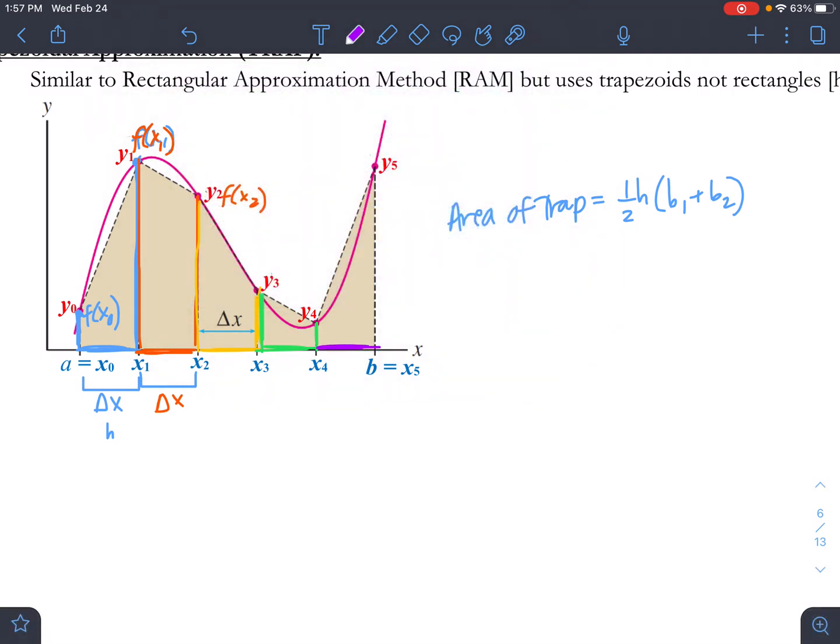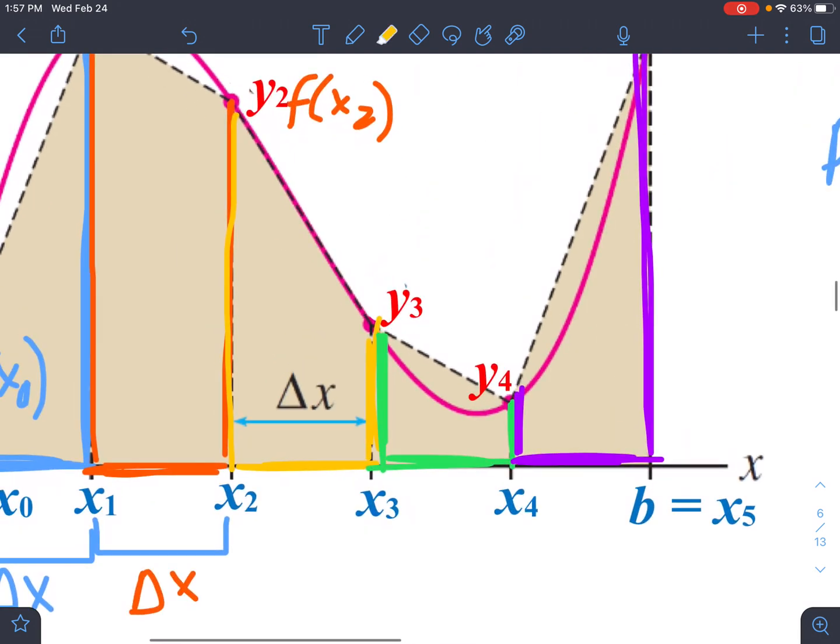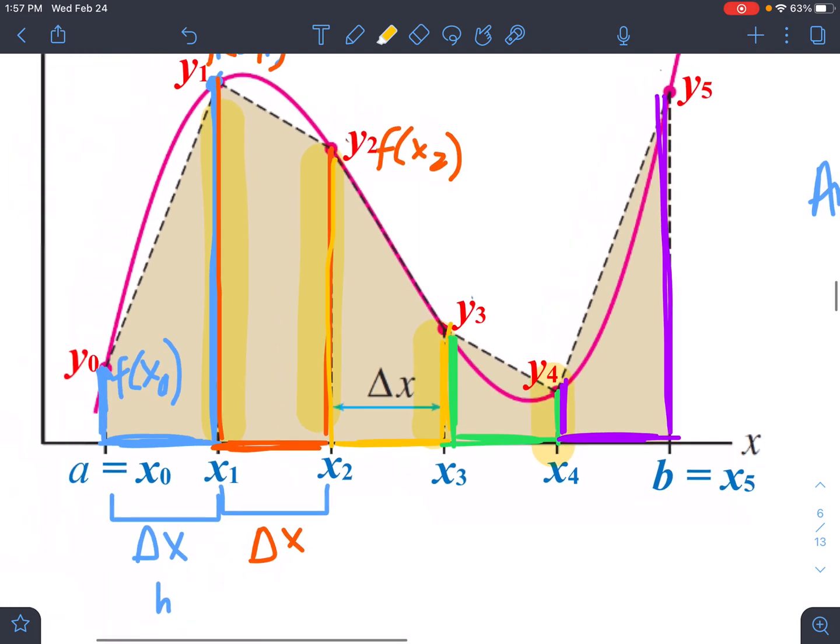So let's see here. Do you guys see those overlaps? This base got used twice, this one, and this one. The first and last were only used once. This is going to be important for us because we want to see how that's going to impact our equation.